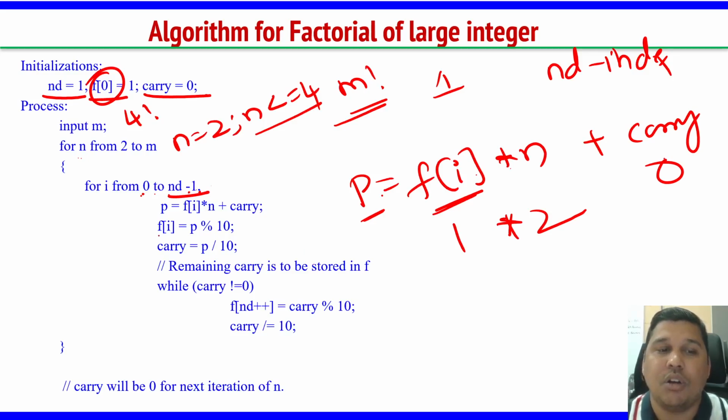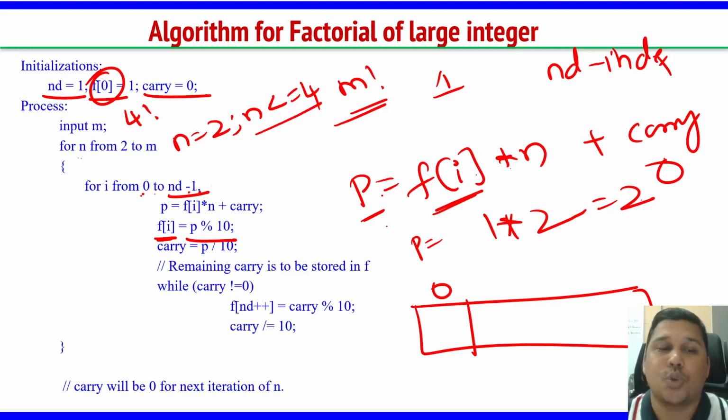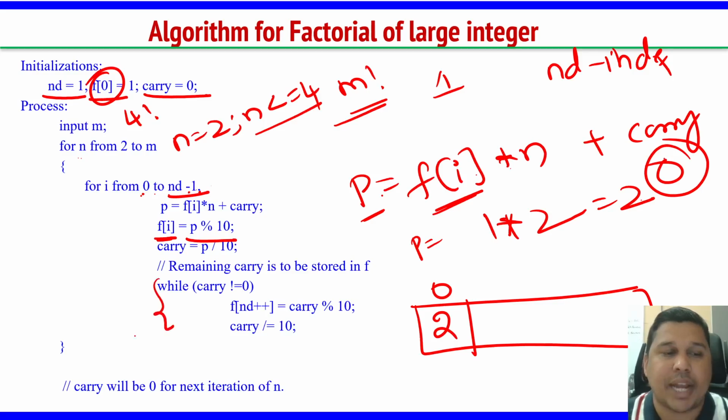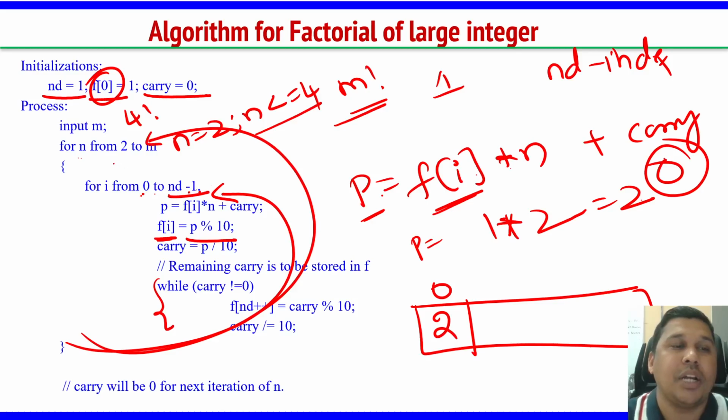In the f array, at the 0th index I am putting p modulo 10. What is the p value? The p value is 1 into 2, that is 2. So 2 modulo 10 is 2, that you put here. 2 by 10, carry remains 0. Again it goes back to the for loop, n becomes 3 this time.